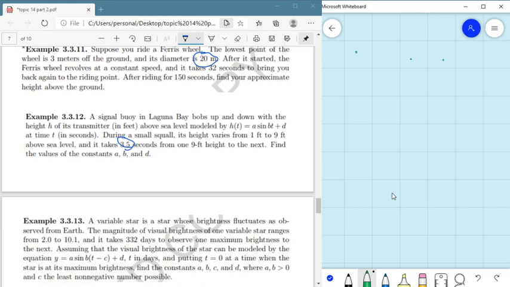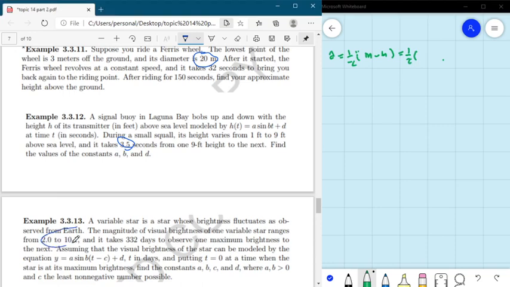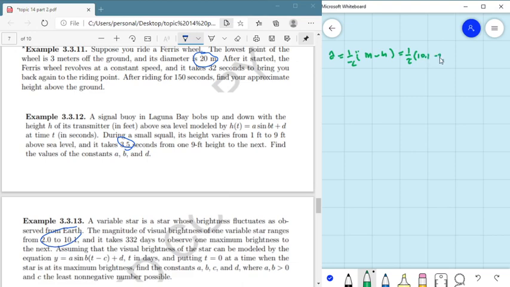So in order to find the a, again, we are going to use the formula 1/2 of maximum minus minimum. So 1/2 of the maximum 10.1 minus the minimum 2.0. So this will give us 1/2 of 8.1, which is equal to 4.05. So this will be your A.